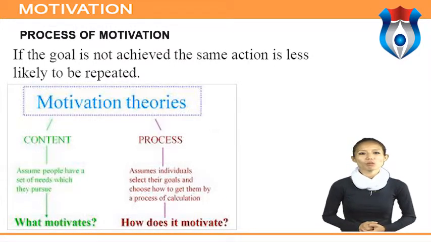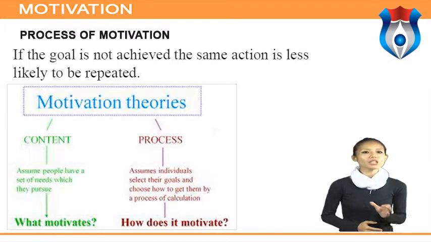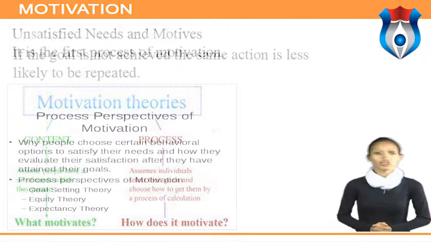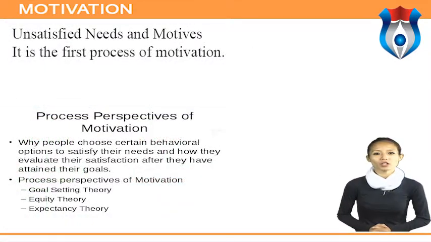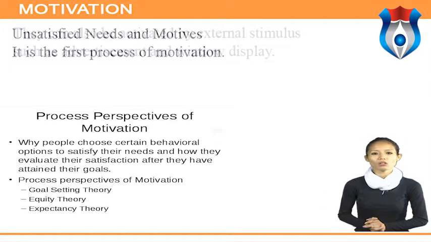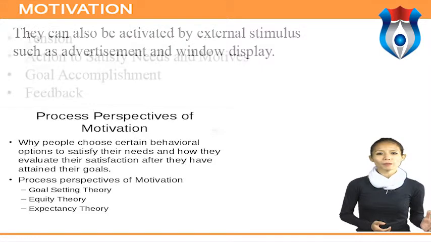From an organizational point of view, the model can be used to illustrate a process of motivation which involves setting goals that are likely to meet individual needs and encouraging the behavior required to achieve those goals. It is the first process of motivation. This stage involves unsatisfied needs and motives. Such unsatisfied needs can be activated by internal stimulus such as hunger and thirst. They can also be activated by external stimulus such as advertisement and window display.